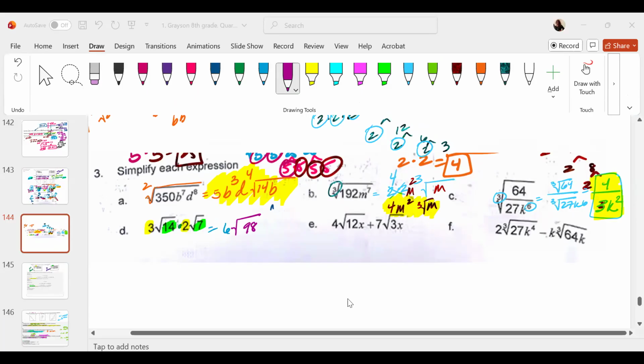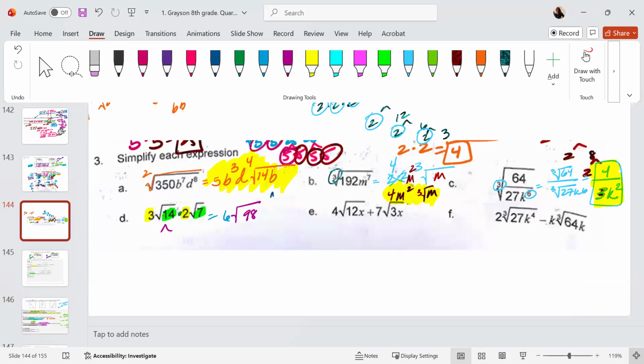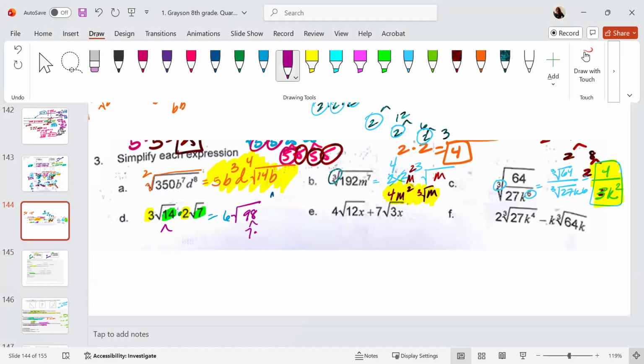Now, here's the other thing. You could use a calculator, correct? So if you have a calculator and you have 98 divided by 7, divided by 7, this is going to be a 7 times a 7 times a 2, correct?